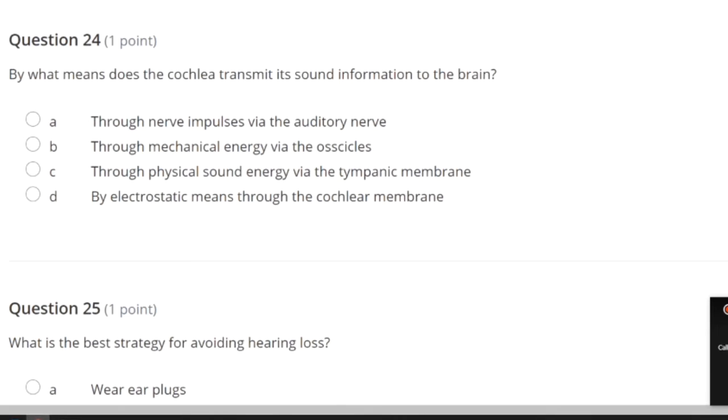By what means does the cochlea transmit its sound information to the brain? A, through nerve impulses via the auditory nerve. B, through mechanical energy via the ossicles. C, through physical sound energy via the tympanic membrane. Or D, by electrostatic means through the cochlear membrane. Well, the cochlea is converting the sound energy into nerve impulses and then sending it to the brain via the auditory nerve.